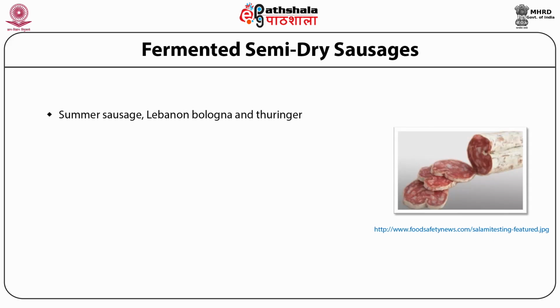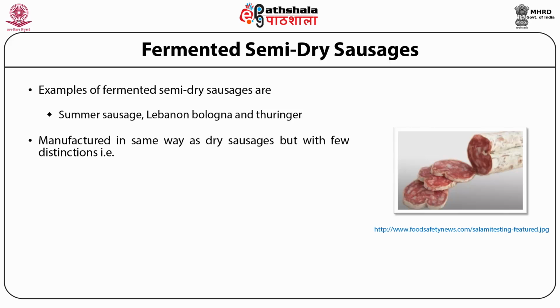Summer sausage, Lebanon bologna and Thuringer are examples of fermented semi-dry sausages. These products are manufactured in much the same way as the fermented dry sausages, but with a few distinctions. In general, semi-dry sausages, as the name implies, do not lose as much water, 10 to 15% loss, as dry sausages, 30 to 40% loss.